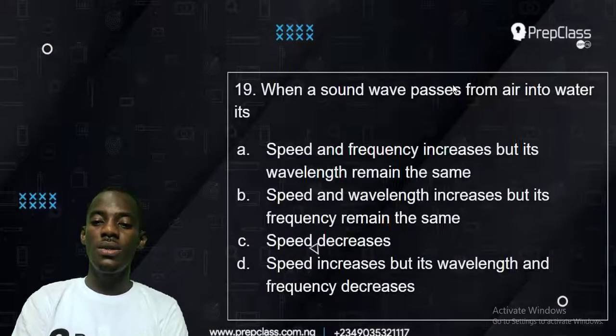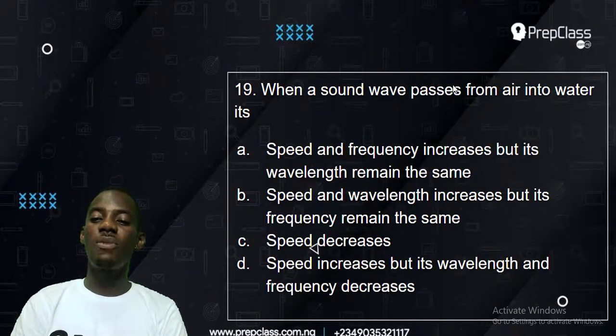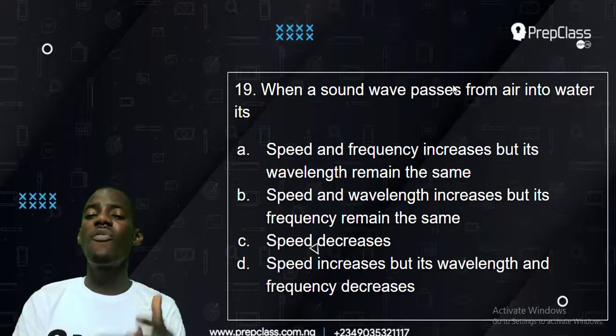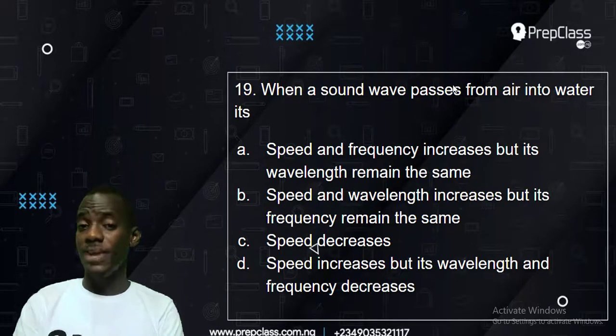The next question says, when a sound wave passes from air into water, its A, speed and velocity increase but its wavelength remains the same. B, speed and wavelength increase but its frequency remains the same. C, speed decrease, and D, speed increase but its wavelength and frequency decrease. Now think of that. When sound passes from air into water, is anything coming to your mind when you hear that kind of question? Sound is moving, you know, sound is a wave. Now sound is moving from air to a water medium, right?